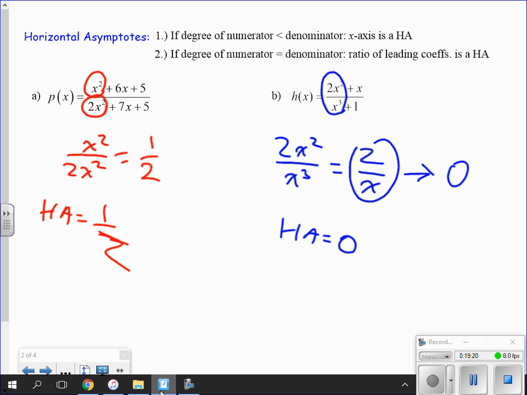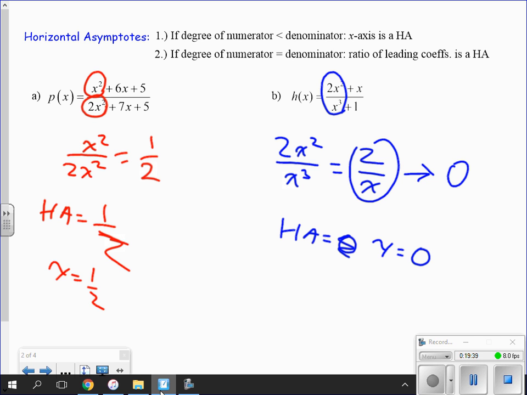Now, all you have to know to be able to figure that one out, sorry, it's y equals 0, my bad. This should be y equals 1/2. And this one should be y equals 0. So it gets asymptotic to the x-axis is what that one does.